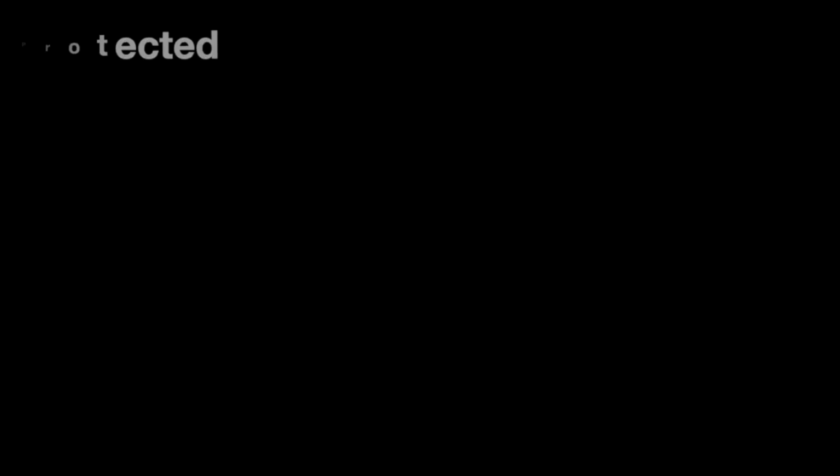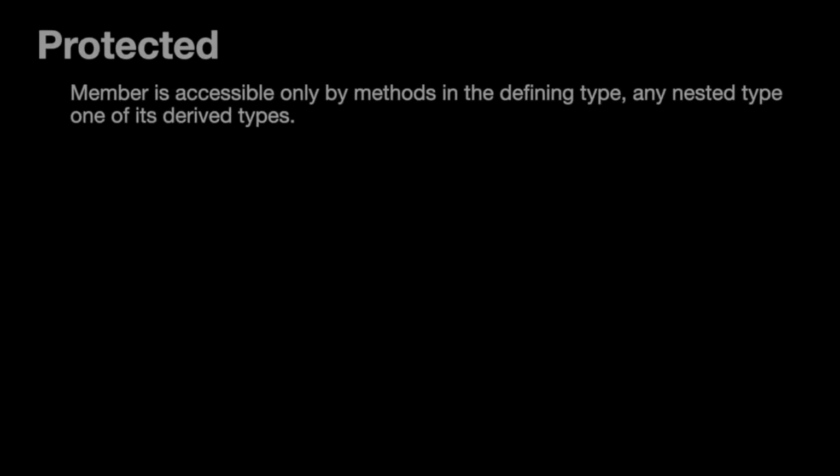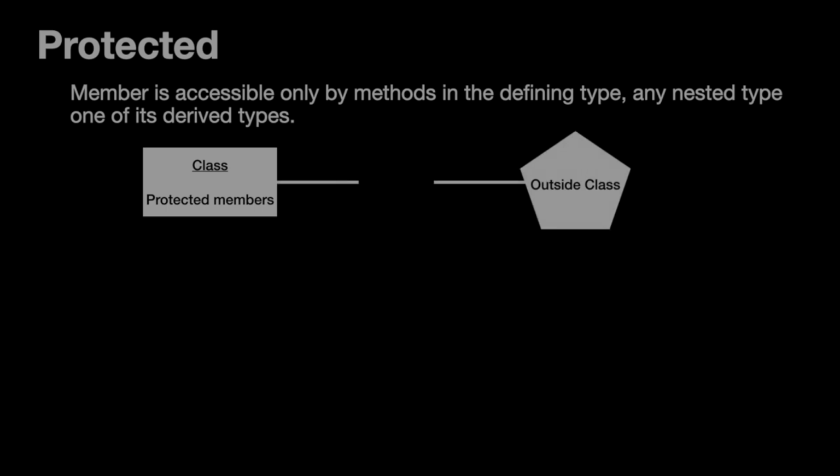Next we will move on to protected. In protected, any derived class can access these members. Suppose one class is inheriting the features of a base class. The derived class can access the protected members from its base class. For example, here we have an outside class and one class where protected members have been defined.